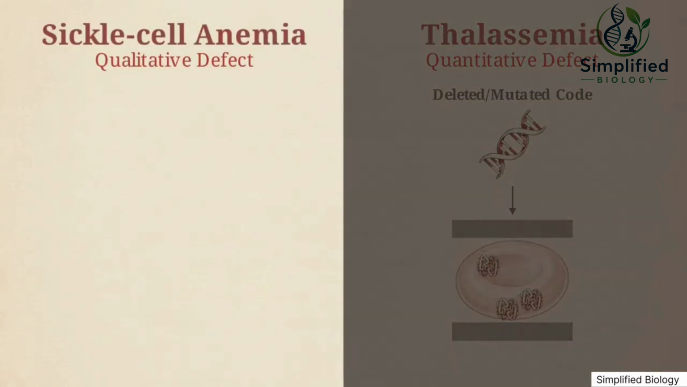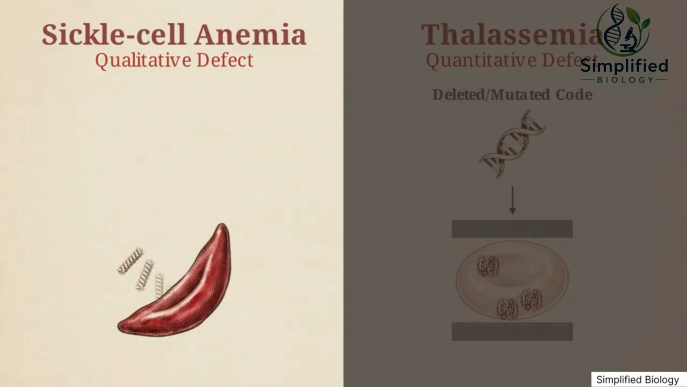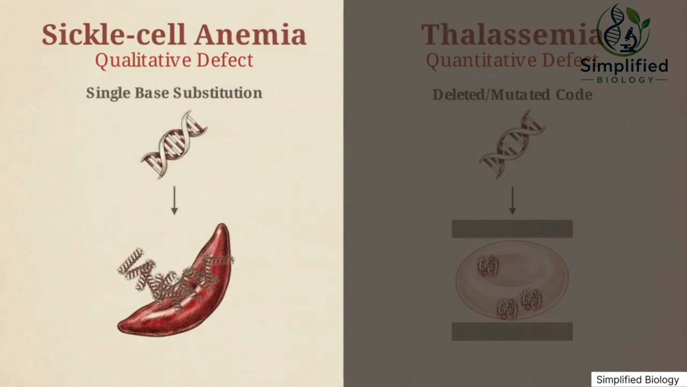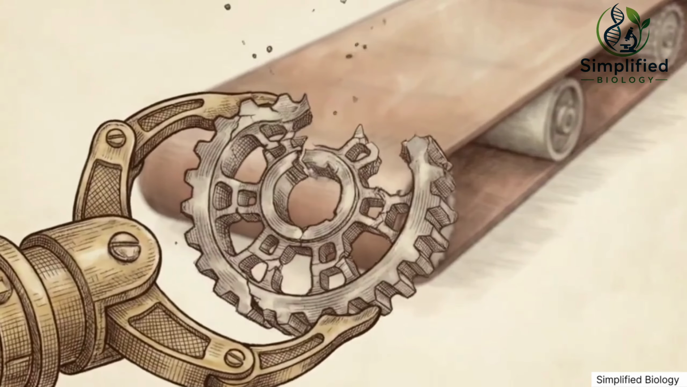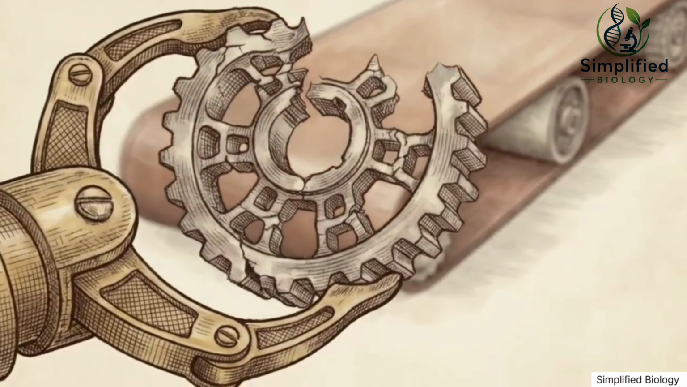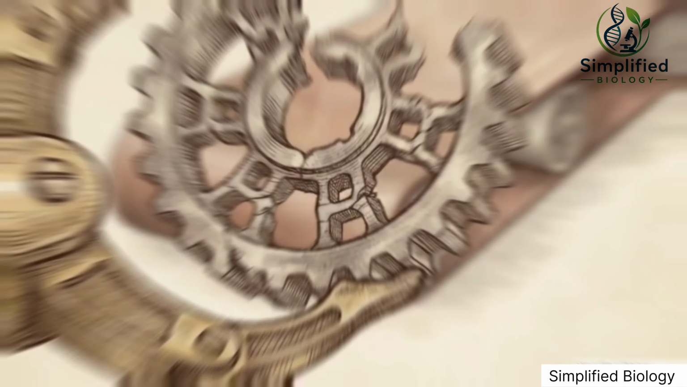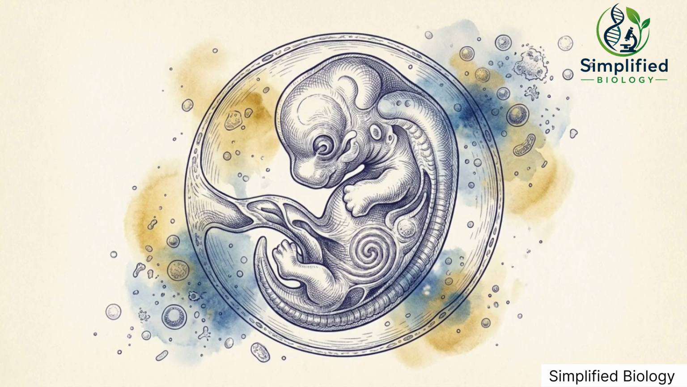Sickle cell anemia is a qualitative problem. The body produces the correct amount of protein, but the globin functions incorrectly due to the amino acid substitution. Understanding these conditions requires identifying not just that an error occurred, but whether it resulted in a broken product or an empty assembly line.